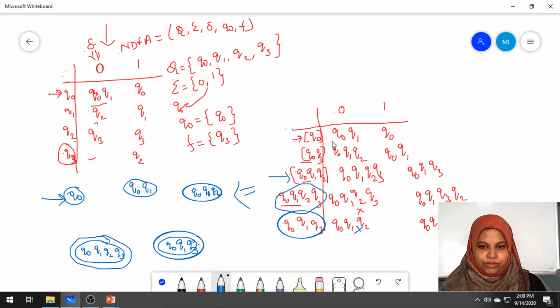Now, Q naught on 0, which state we are getting? Q naught Q1. Q naught on 1, Q naught. Then Q naught Q1 on 0, Q naught Q1 Q2, right. Q naught Q1 on 1, Q naught Q1, same self loop.